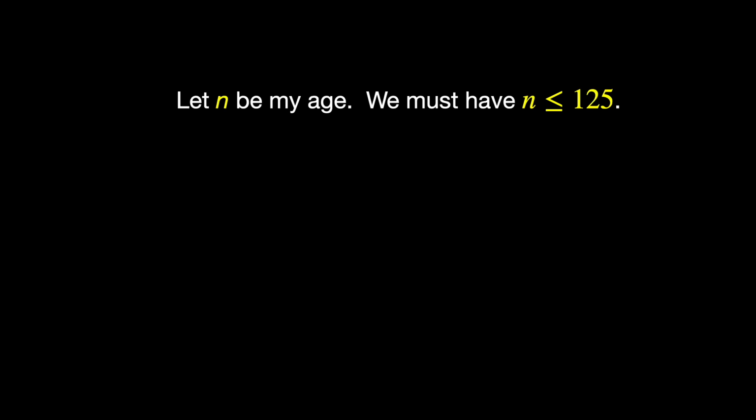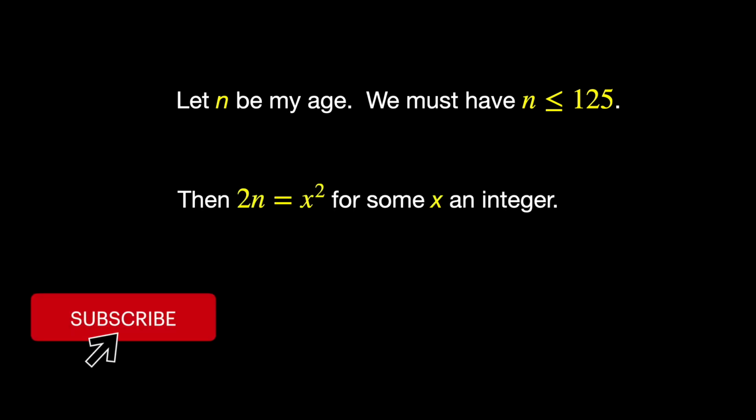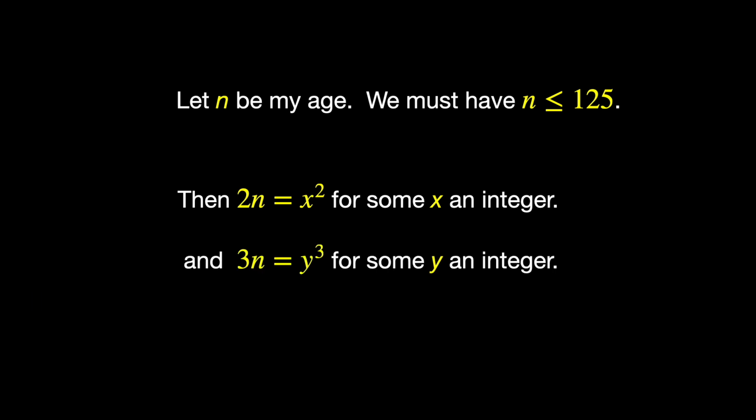Let's let n represent my age. Since I was born after 1900, n must be less than or equal to 125. Since twice n is a square, we can write 2n is equal to x squared for some x an integer, and 3n is equal to y cubed for some y an integer, since 3 times n is a cube.